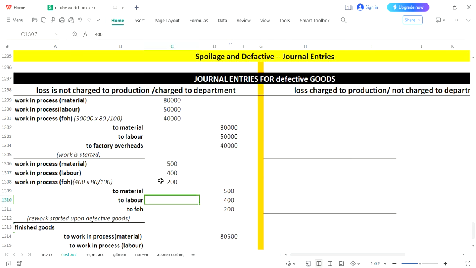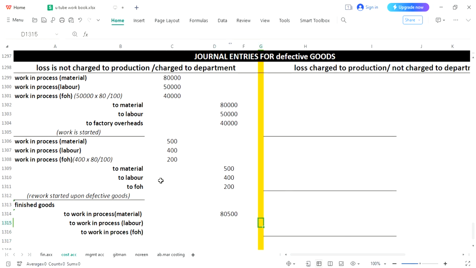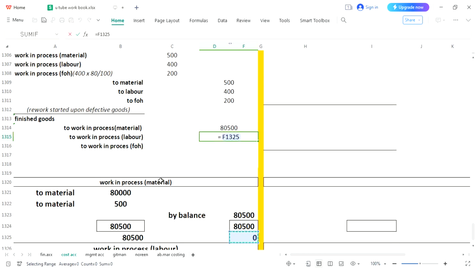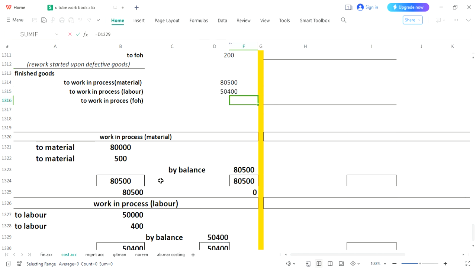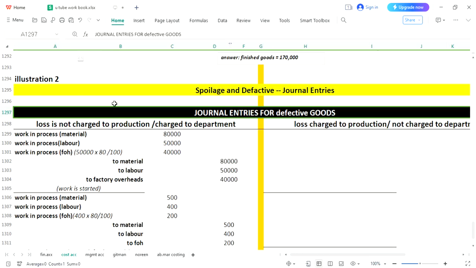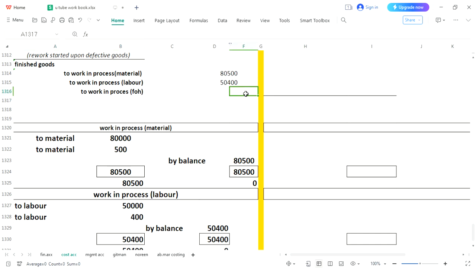So let's go back to the question. Here is our finished goods entry, and we need to put amount of labor over here, for which we have made a ledger. In the highlighted area, work in process labor, its balance was 50,400, and the same balance would be put above. Okay, in the similar way, we are now going to calculate work in process FOH, and I will tell you how directly you can calculate. Look at here, work in process is debited 40,000, work in process again debited 200. Both are present at debit side. Signs are same, so you will add 40,000 and 200, which would be 40,200. So you will put 40,200 over here. In this way, all amounts related to finished goods entry we have completed.